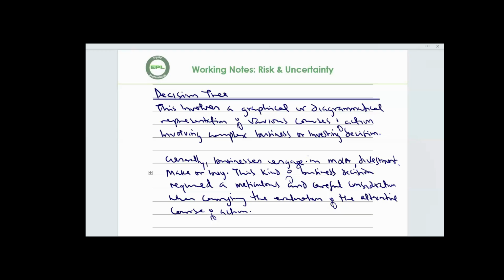However, for decision tree, the scenario will not be straightforward, right? Decision tree will be used if the scenario is complex. When you see the scenario, you will know that you cannot use expected value for this, because your probability and cash flow will not be together.